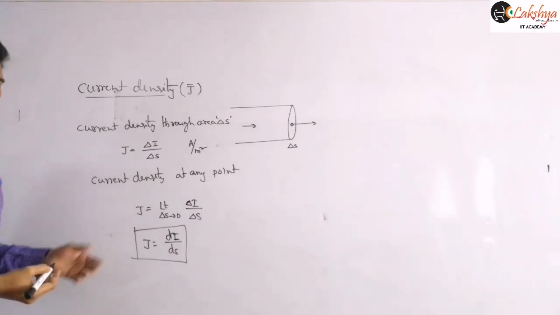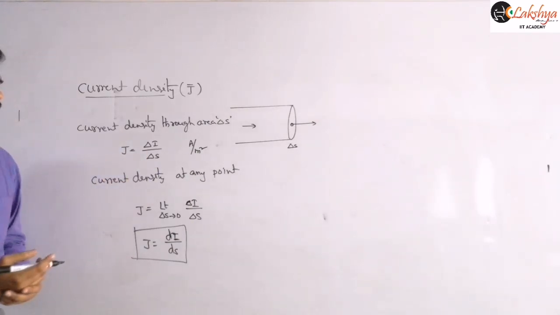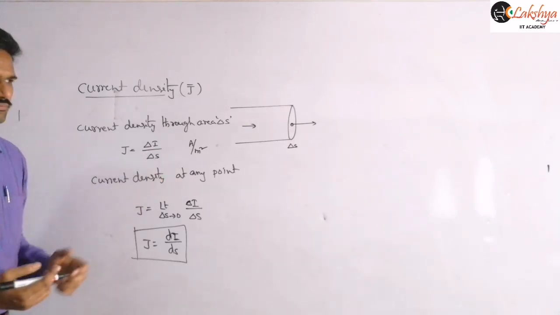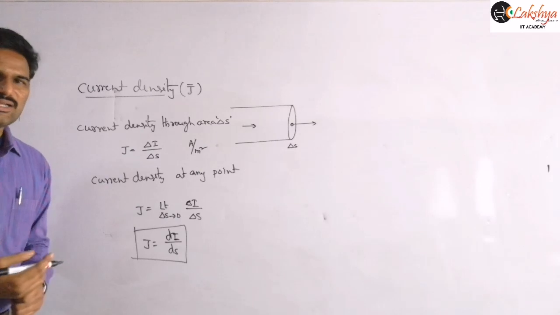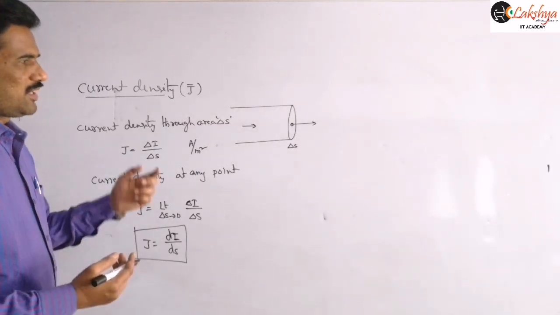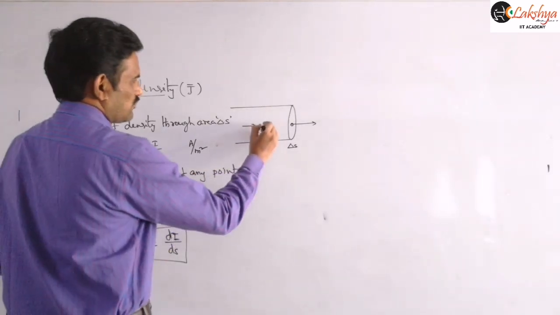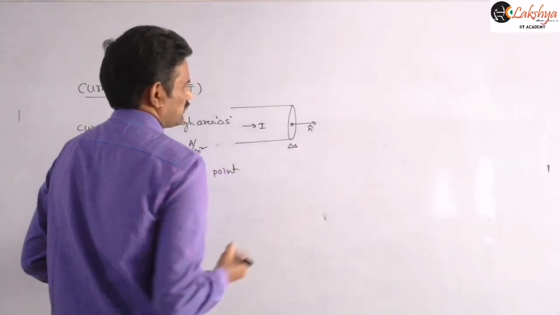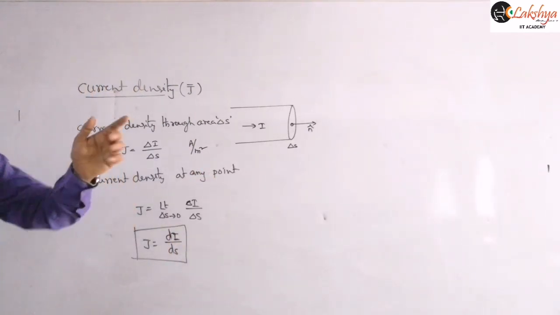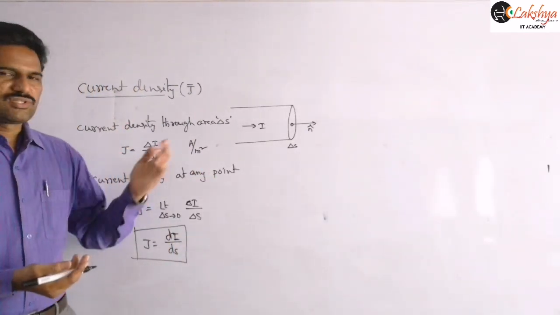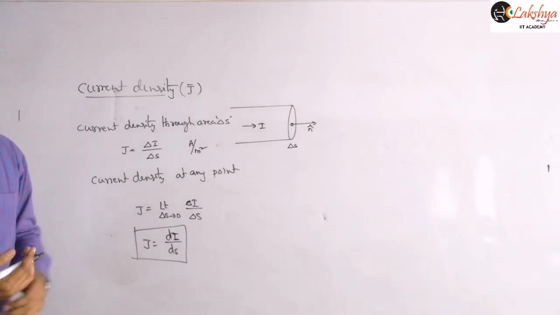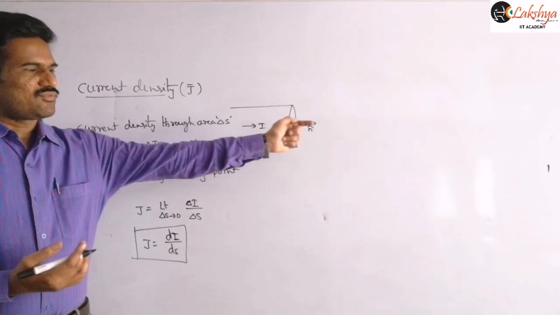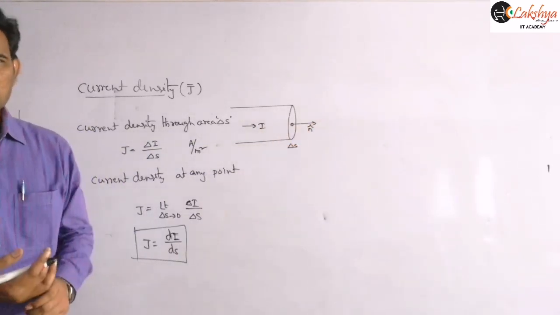Whether you are defining it at a point or over a whole area, the current density can be defined like this. And current density is a vector quantity, and its direction is always in the direction of the current. This is the current direction, and this is the area vector. For example, n cap, which I am taking normal to that cross section, is nothing but our area direction, right? Now if current is flowing like this, then the current density will also be in that direction.